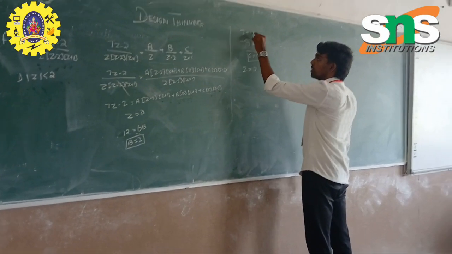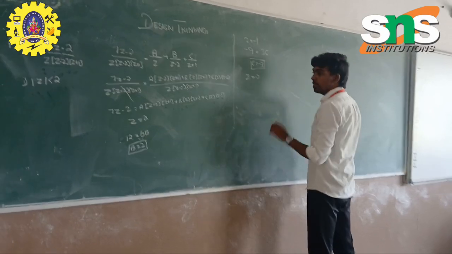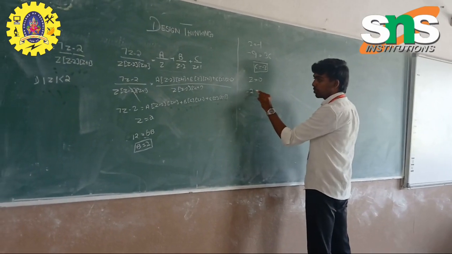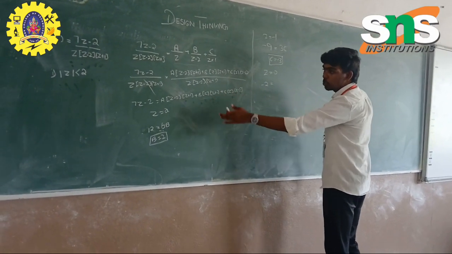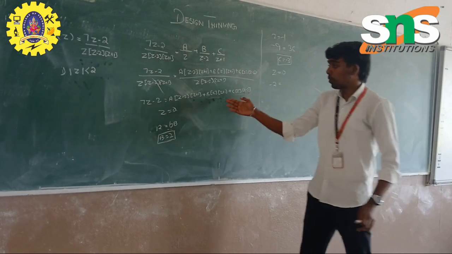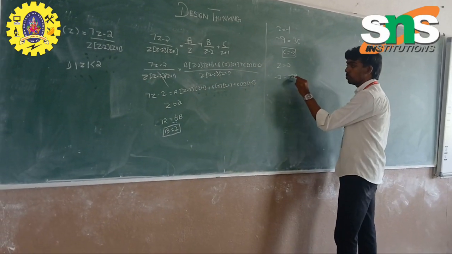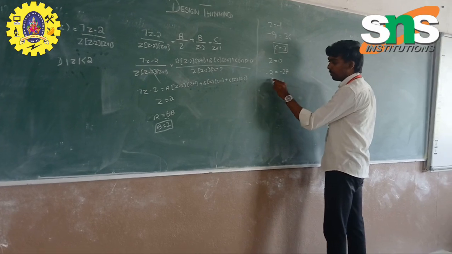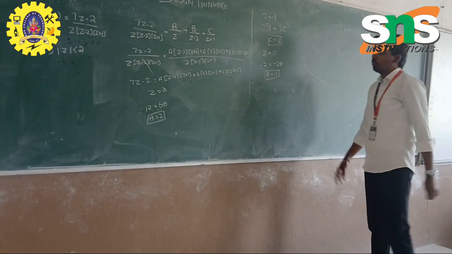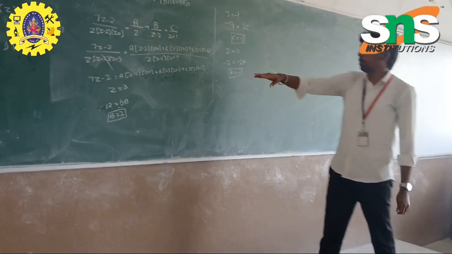So we have found that z is equal to minus 1 and z is equal to 0 gives minus 2, and 0 minus 2 becomes minus 2. 0 plus 1 becomes 1. 1 into minus 2 gives minus 2. That is minus 2a. So the final value of a is 1. So finally we have found the three values, a, b and c.